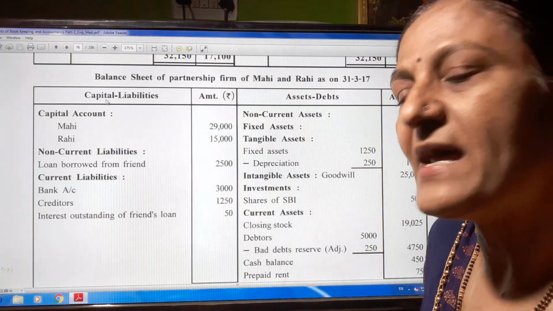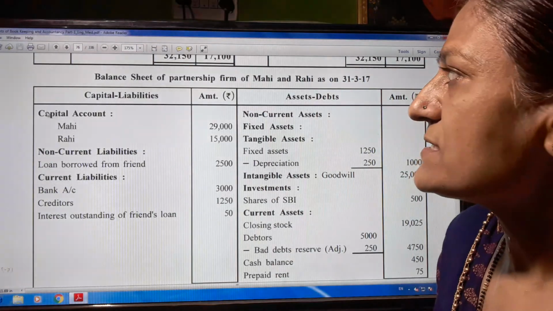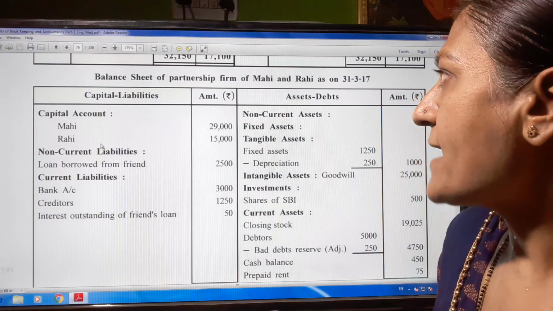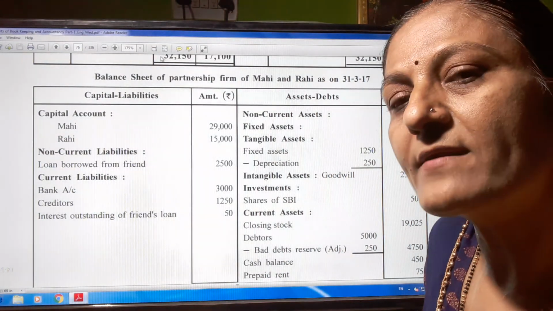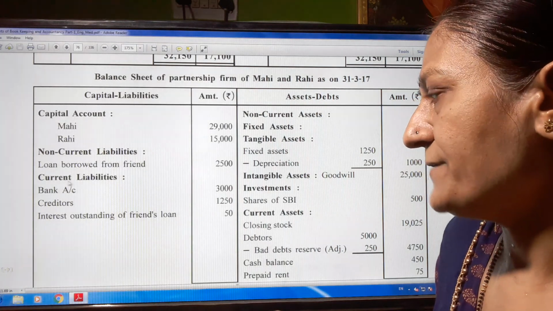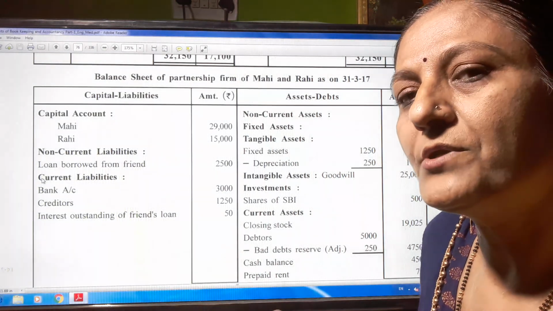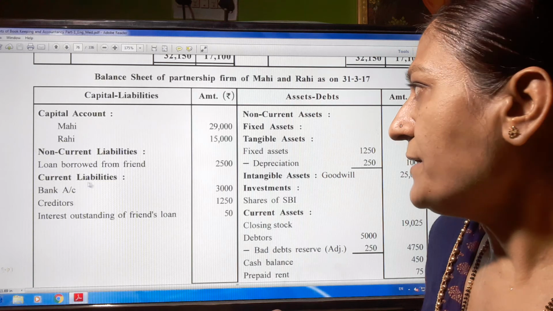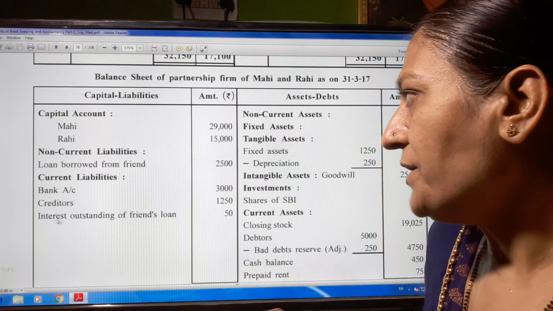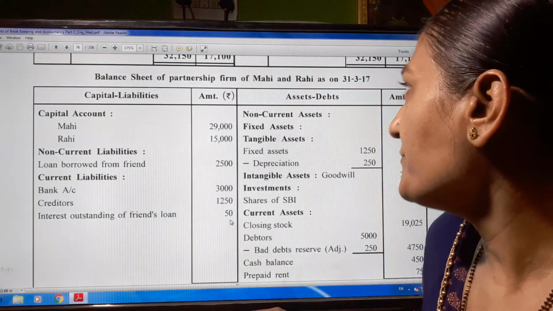Now we prepare the balance sheet. Balance sheet of partnership firm of Mahi and Rahi as on 31st March 2017. Capital and liability side: capital account Mahi 29,000 and Rahi 15,000. We transfer this from partners' capital account. Non-current liability: loan borrowed from friend 2,500. It is also our liability, the partnership firm's liability, because they borrowed the loan from the friend. Current liability: bank account 3,000, creditors 1,250, interest outstanding on a friend's loan. Outstanding is there, so it is also a liability, 50 rupees.